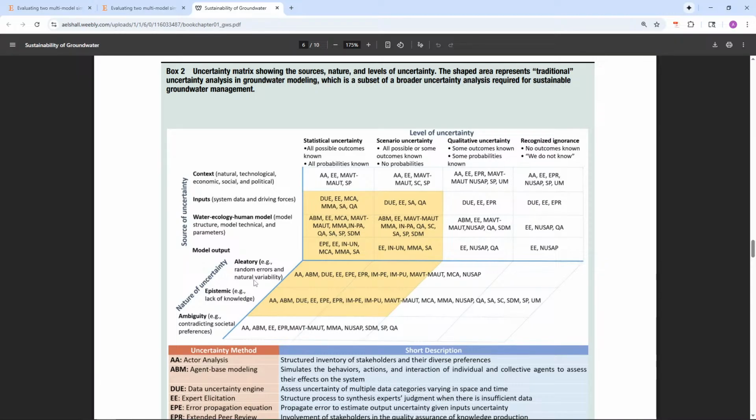Literally, just some random errors, like any measurement will have a random error. Or epistemic, lack of knowledge. Like I have a subsurface, it could be this, it could be that, I don't know. Or it could be ambiguity.